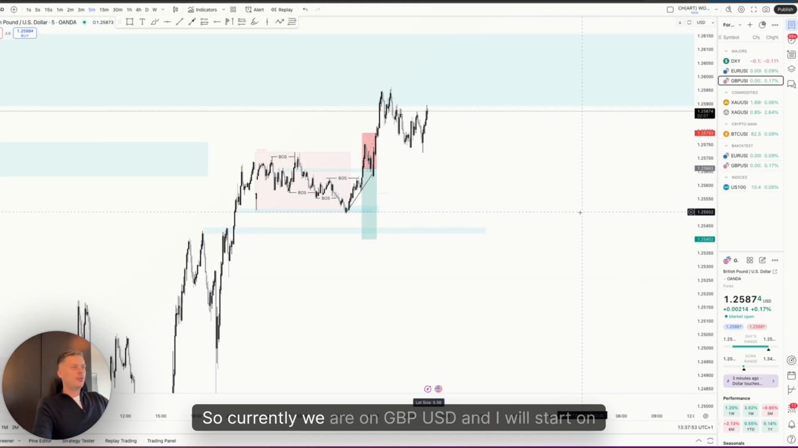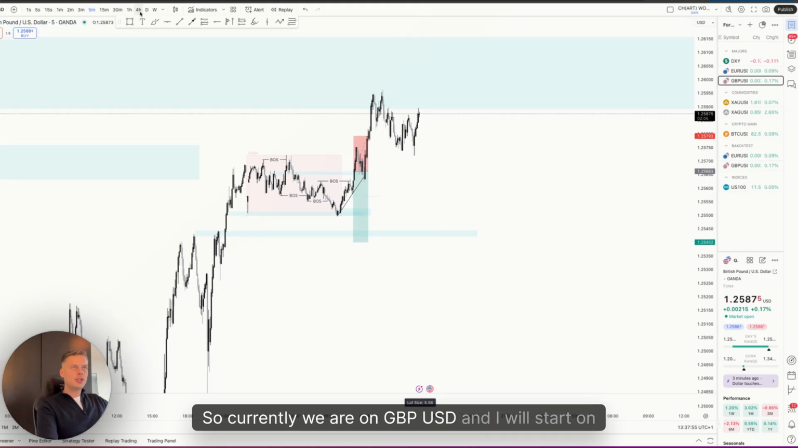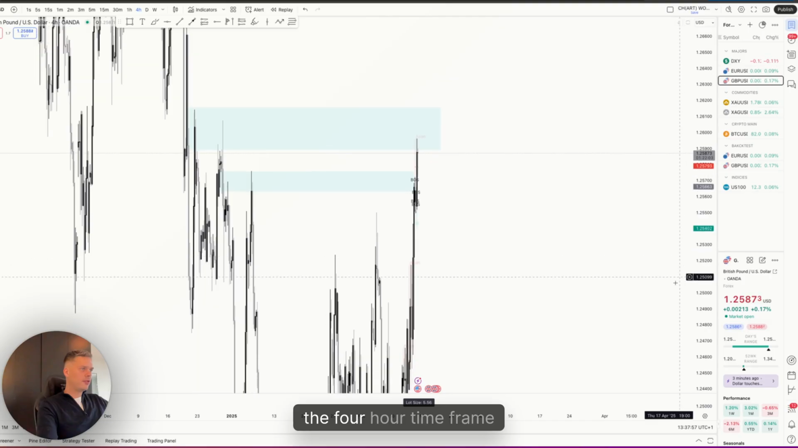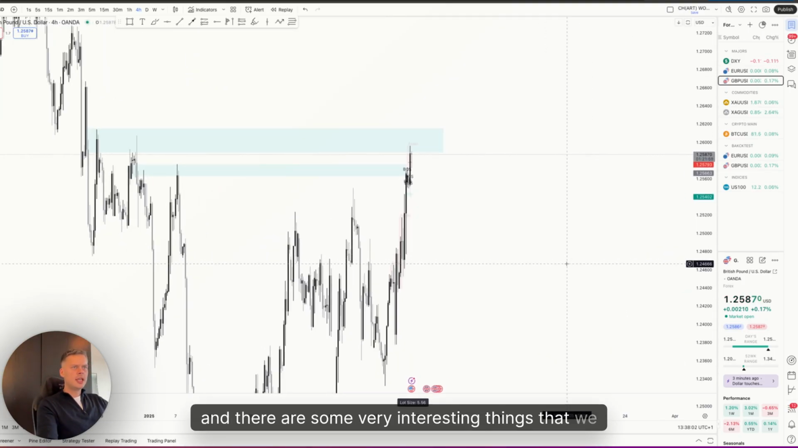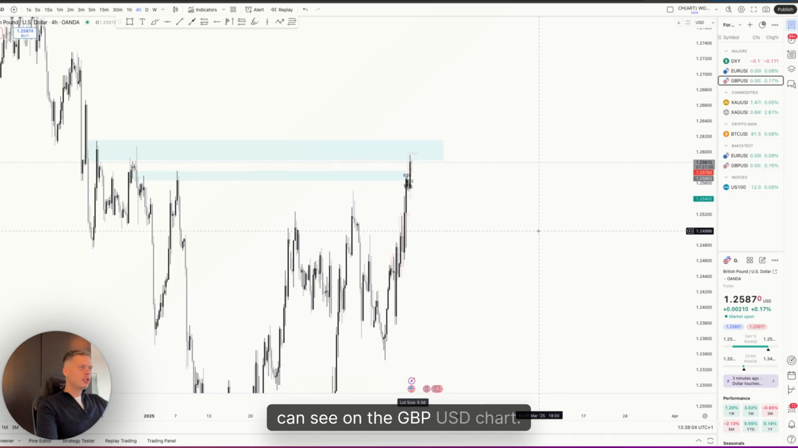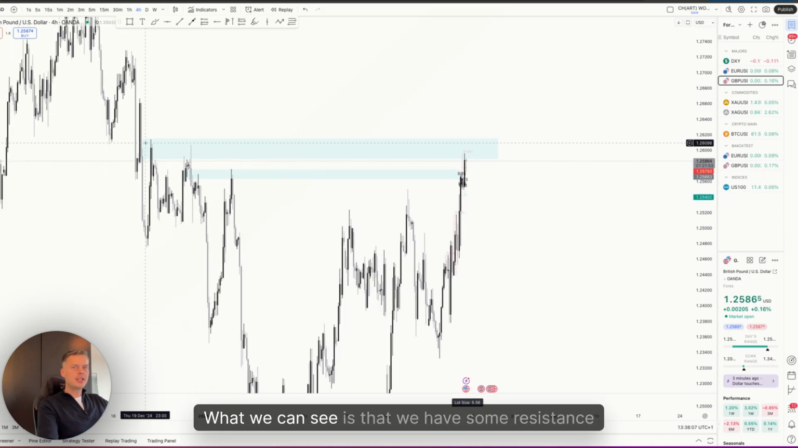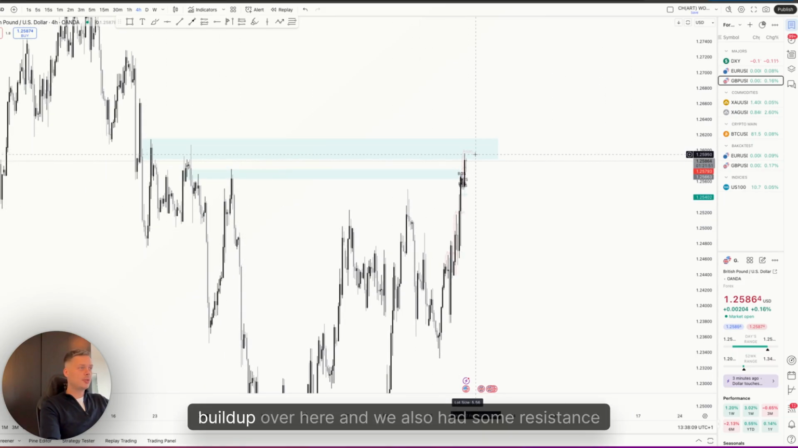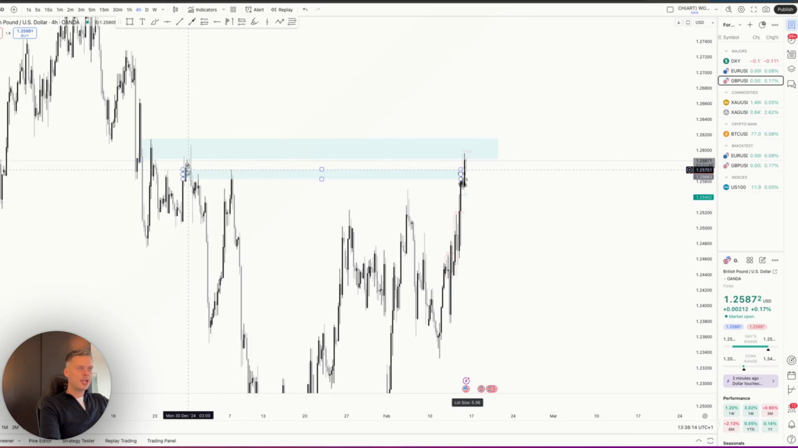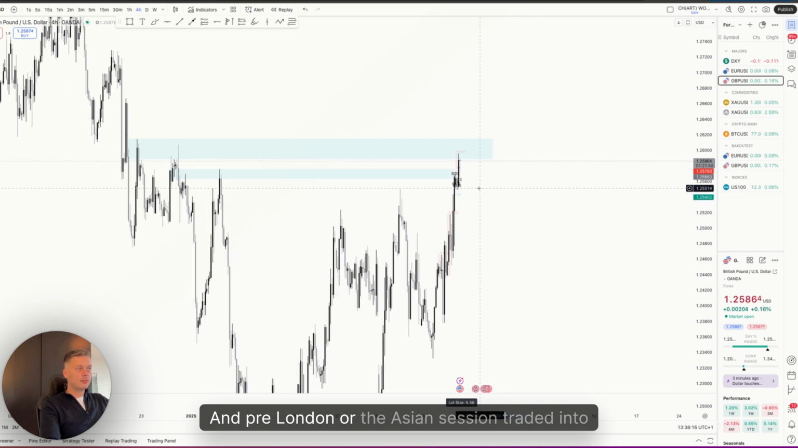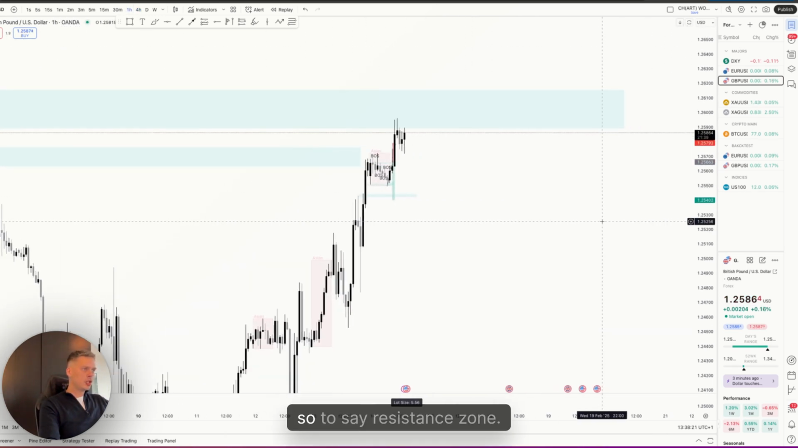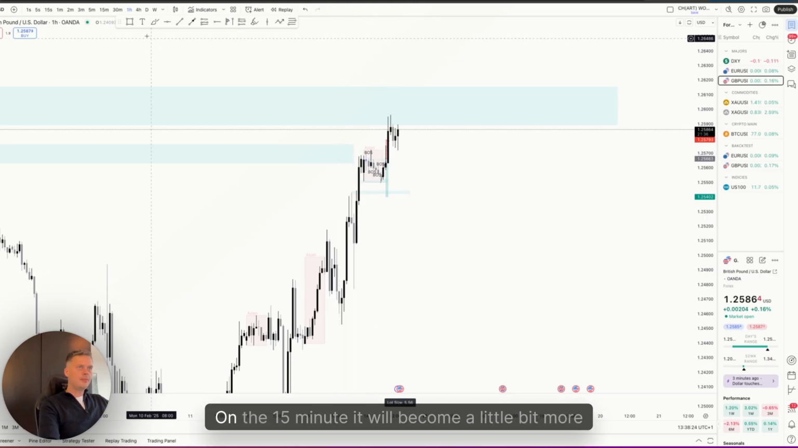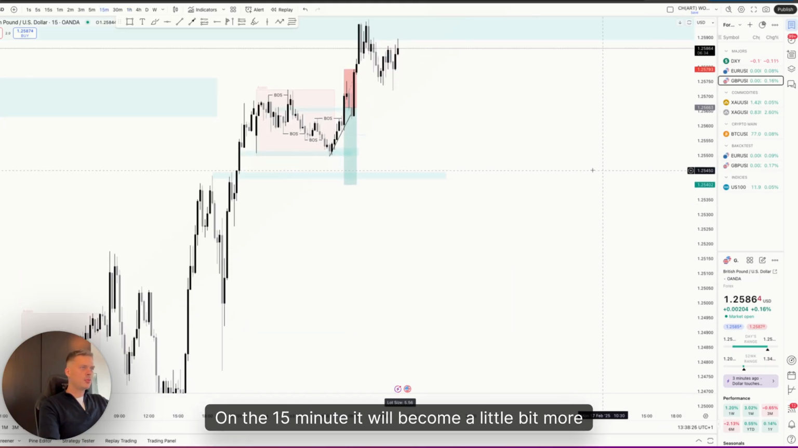So currently we are on GBP/USD, and I will start on the 4-hour time frame. There are some very interesting things that we can see on the GBP/USD chart. What we can see is that we have some resistance built up over here, and we also had some resistance building up over here. Pre-London, or the Asian session, traded into that so-called resistance zone. On the 15-minute it will become a little bit more clear.